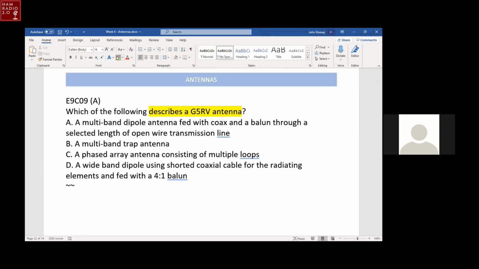Okay, so which answer describes the G5RV? Let's go with the multiband dipole fed with coax and a balun through a quarter wave open wire transmission line. Open wire transmission line is another name for ladder line.